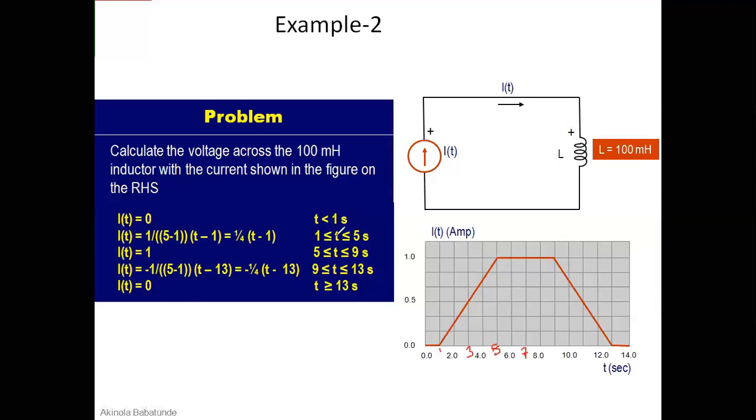When current is greater than 1 and less than 5, you are going to obtain some value. So when current is greater than 1, the first value that is greater than 1, you can pick it as 2. If you don't want to work with decimals, just pick the nearest whole number. In this case, it is 2. So if you pick 2, put 2 here, you have 2 minus 1, if you put 2 in this current expression. 2 minus 1 gives us 1. 1 times 1 over 4 is 1 over 4. 1 over 4 is the same thing as 0.25.